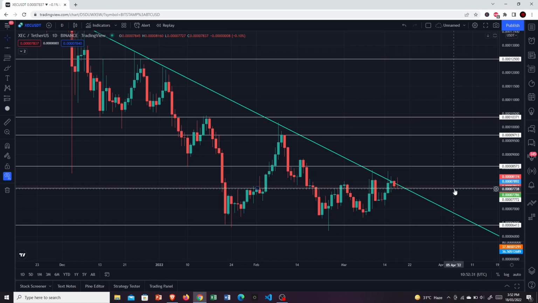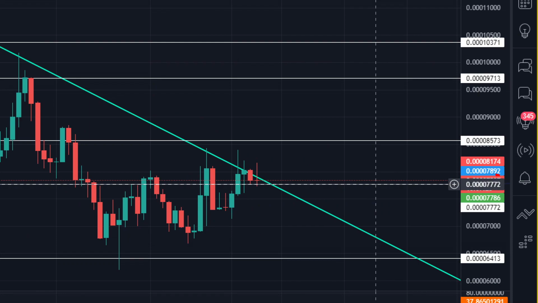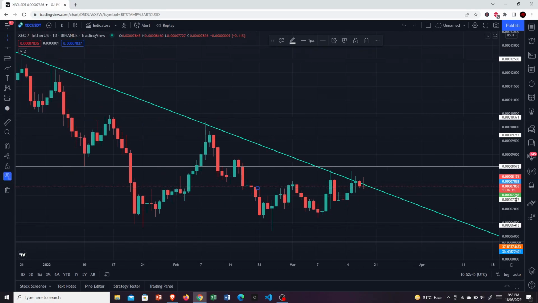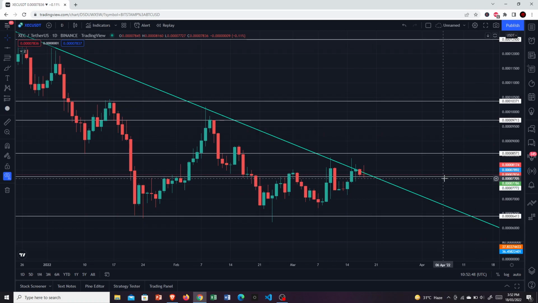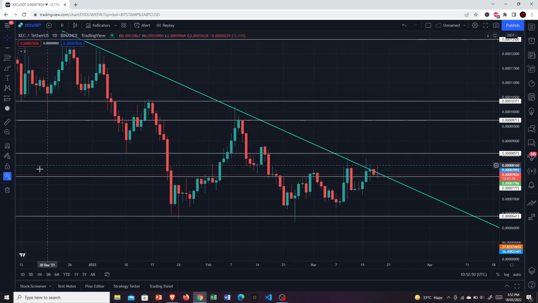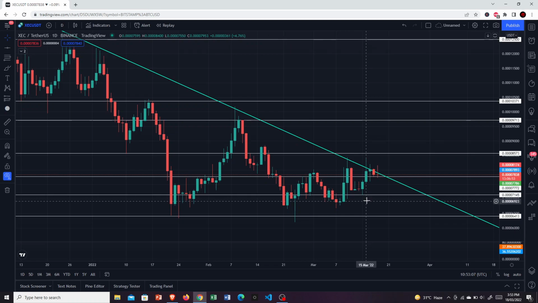So now you guys can see this is our immediate support to the downside, and that's 7772. This is our immediate support to the downside. So if XEC breaks below this level, we can expect XEC to retest lower levels. And what are the lower levels below? I'll mark one support over here also. So sorry for that. As you guys can see, this level has been holding for a while.